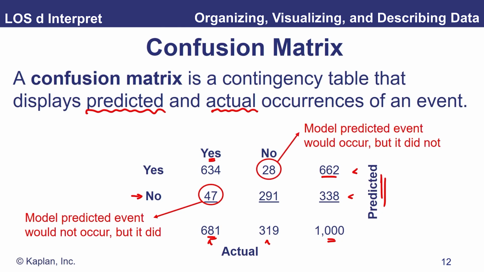Likewise, we can look at our 28 here. Here, we predicted the event would occur. Again, notice we're in the row of predicted. So we predicted the event would occur, but in actuality, it didn't occur. So in other words, our model is incorrect here. It's either predicting the event won't occur, and it has, or it's predicting the event will occur, and it has not. So, a lot of data in a confusion matrix.